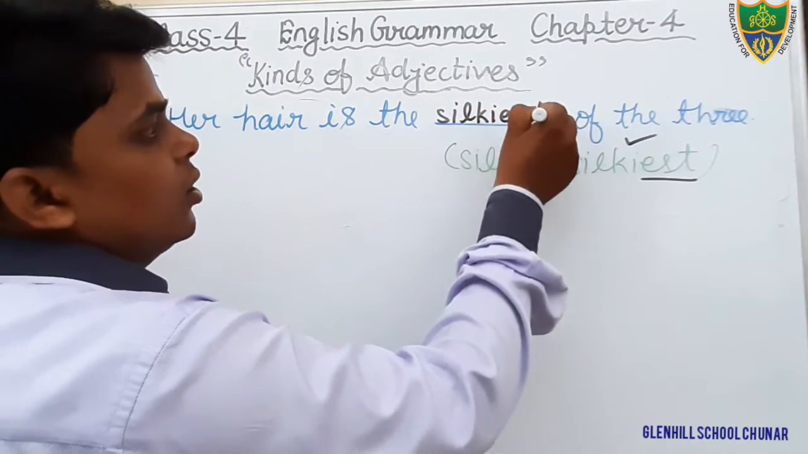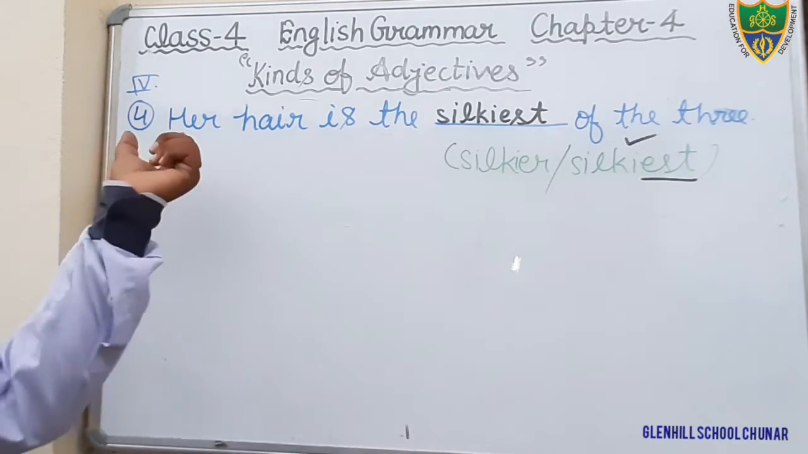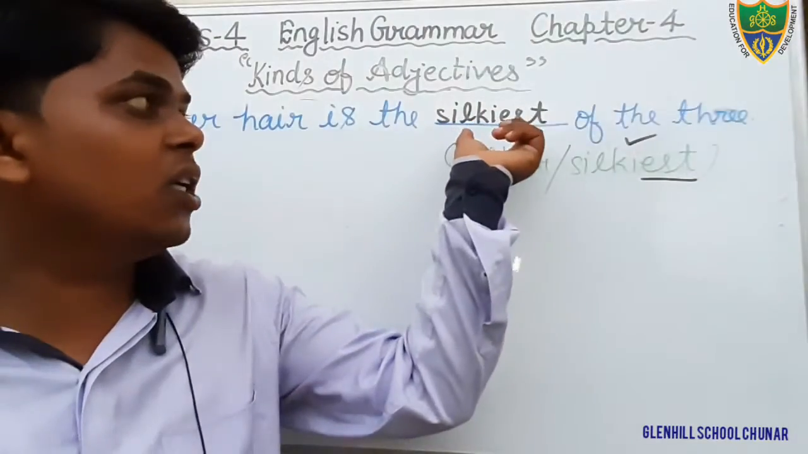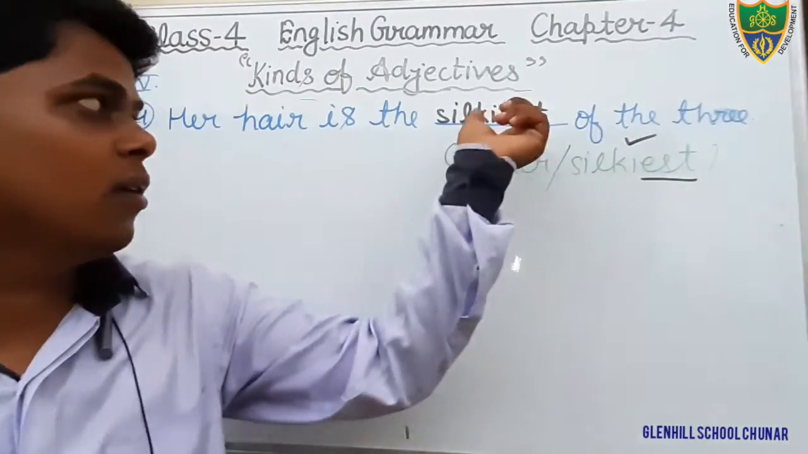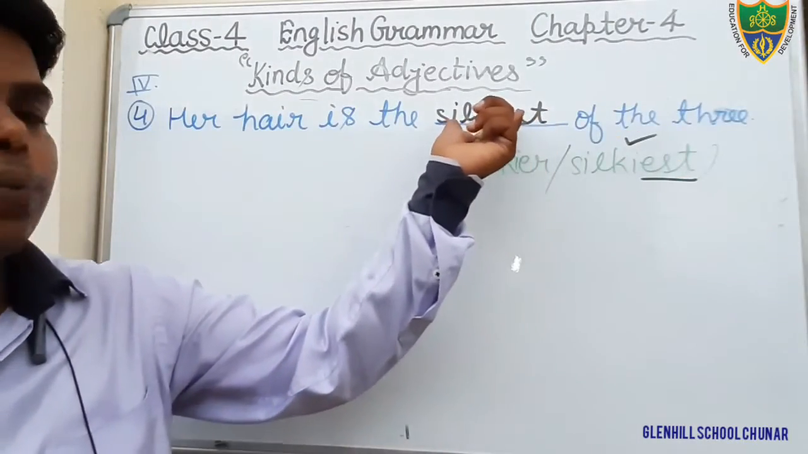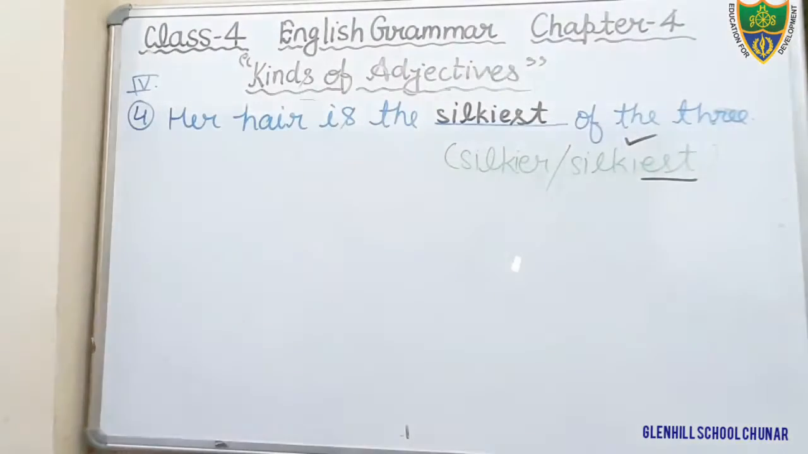Silkiest. Okay, so just write this down. Her hair is the silkiest of all three. In question number 4, her hair is the silkiest. We will fill in the blank with silkiest, of all the three. Here we will tick the option silkiest, and we will also fill in the blank with the word silkiest. Okay, students, just complete it.